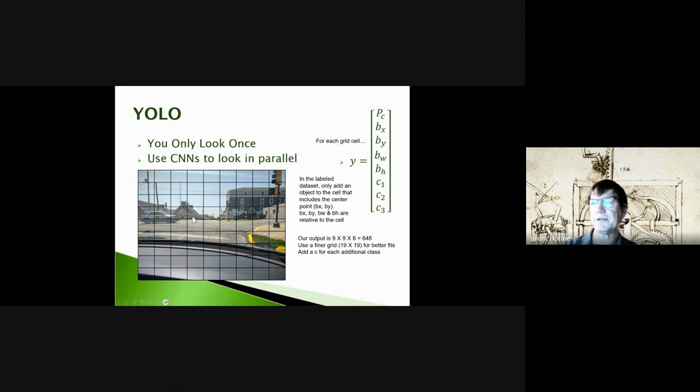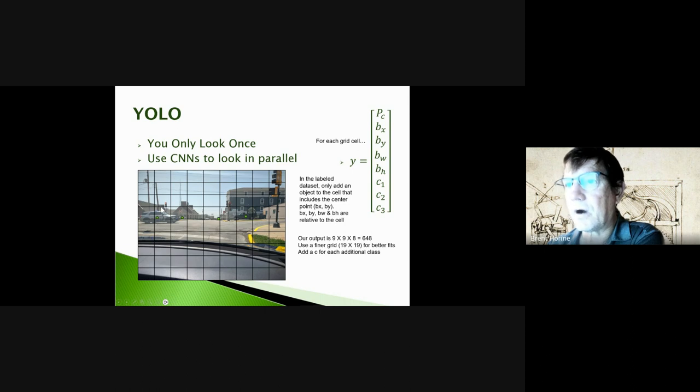Remember, I said there's a number of different ways we can represent these bounding boxes, these rectangles. And so here, we're going to interpret BX and BY to be the center point. And then the BW and BH are the sizes of the bounding box, origined at BX and BY. All these values are relative to the cell. So for any given cell, the top left corner might be 0, 0, and the bottom right corner might be 1, 1. And then BX and BY would be some fraction of 1 where it shows up.